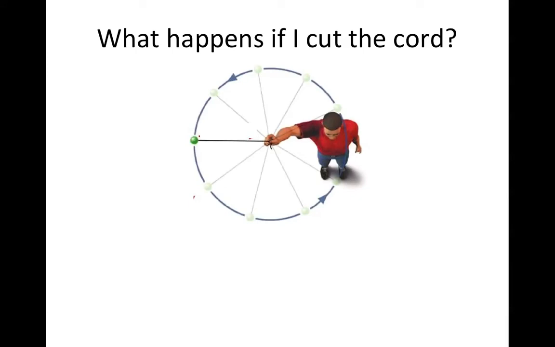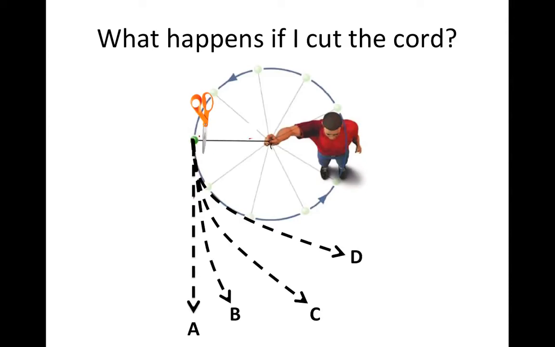So let's look at a conceptual question now. If I'm swinging a ball on a rope overhead, maybe like a slingshot, what's going to happen if I cut the cord right there? Which of these paths do you think it will follow: A, B, C, or D? I'm going to give you a little bit of time to think about it. If you want to pause the video before I give you an answer, I'm stalling. A, B, C, or D.